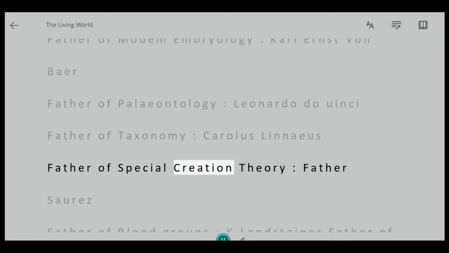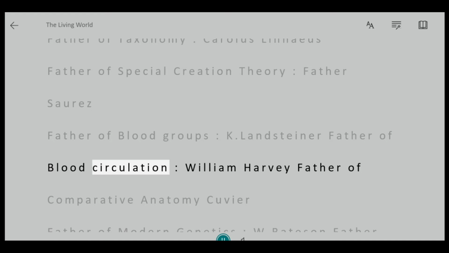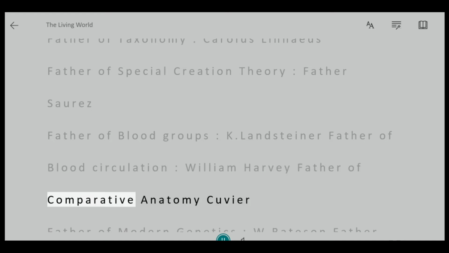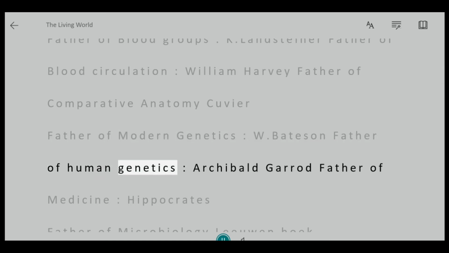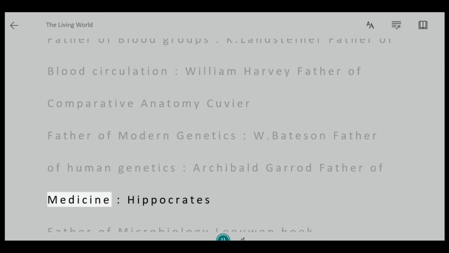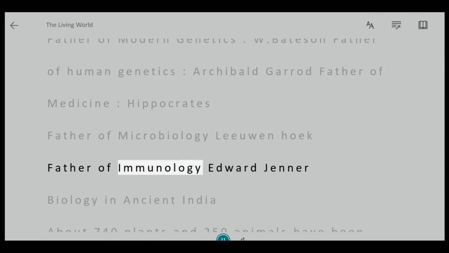Father of special creation theory, Father Suarez. Father of blood groups, K. Landsteiner. Father of blood circulation, William Harvey. Father of comparative anatomy, Cuvier. Father of modern genetics, W. Bateson. Father of human genetics, Archibald Garrod. Father of medicine, Hippocrates. Father of microbiology, Leeuwenhoek. Father of immunology, Edward Jenner.